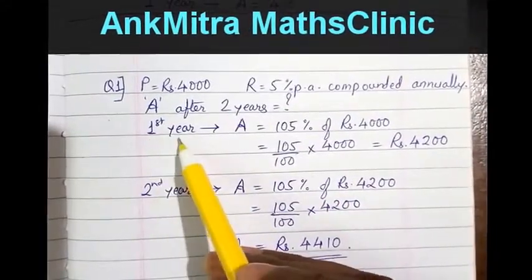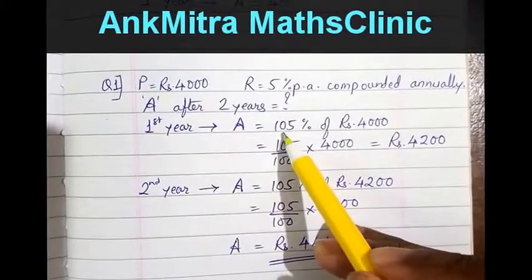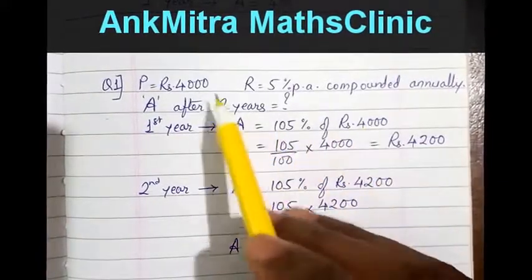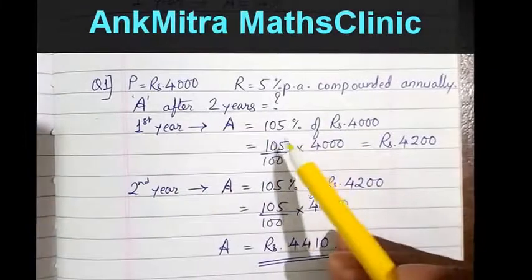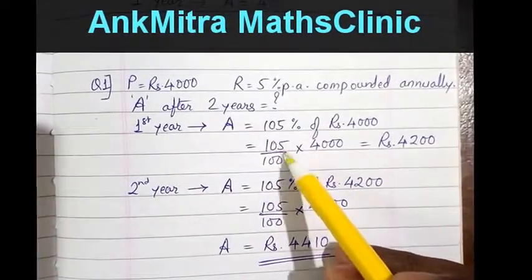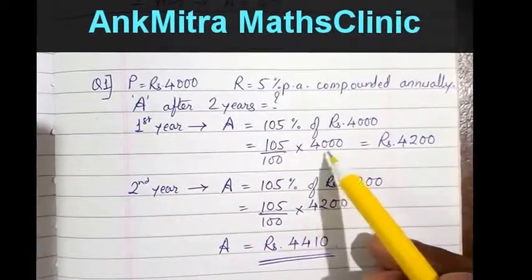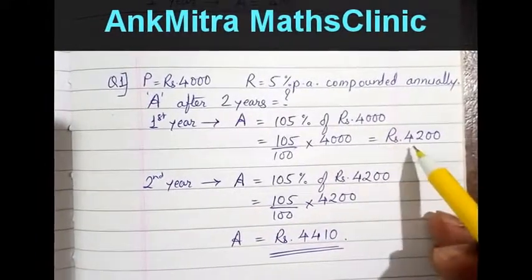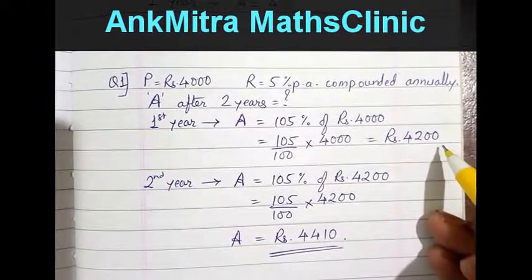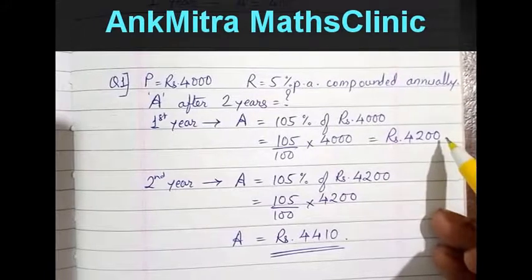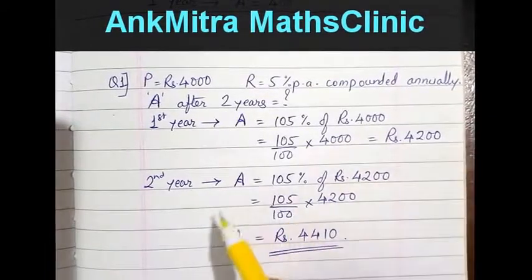So after the first year, the amount will be 105% of rupees 4,000. That is the initial principal. So 105% of 4,000 is 105 upon 100 multiplied by 4,000, which comes to rupees 4,200. Okay, so this 4,200 becomes the principal for the second year.